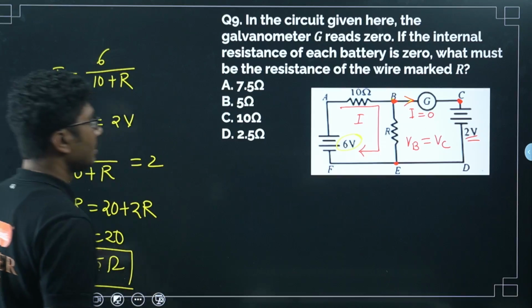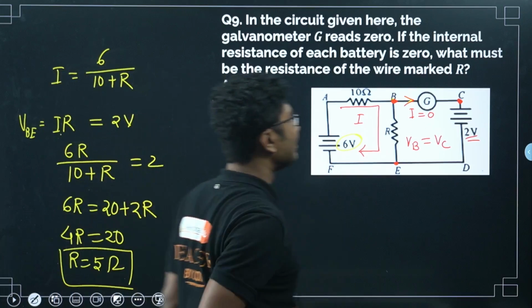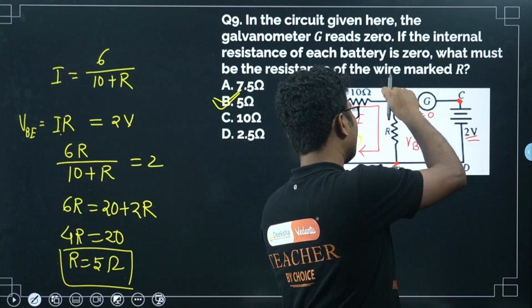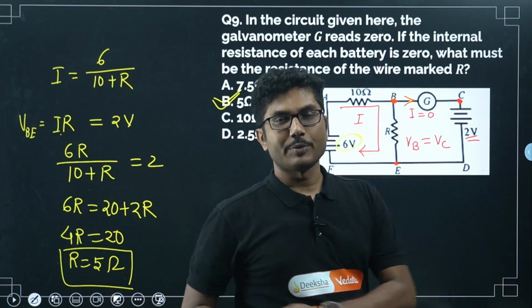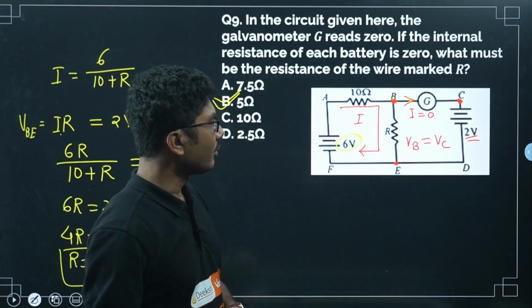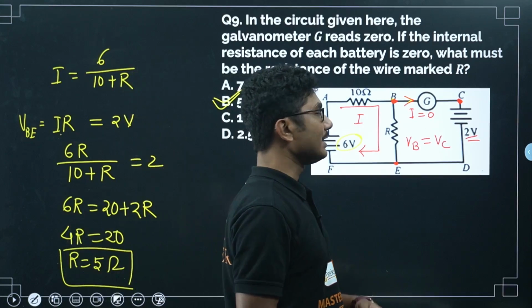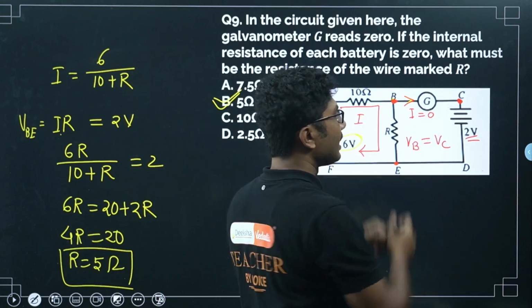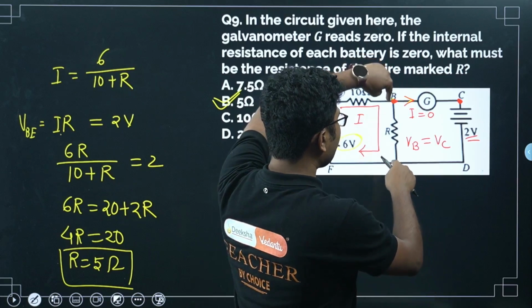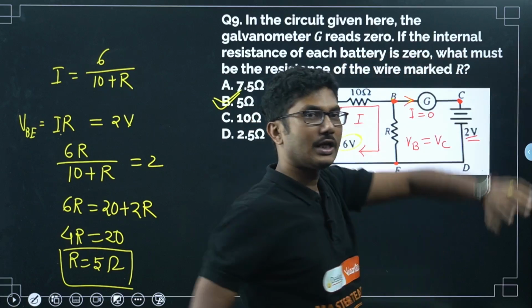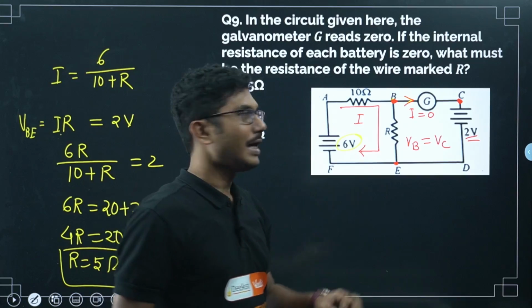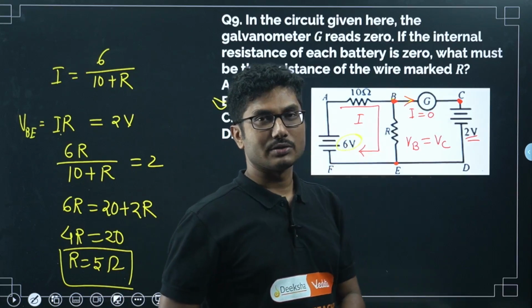Simple as that. The only important thing in this case is you need to understand that when the galvanometer shows no deflection, that means zero current is flowing. Zero current is only possible when the potential difference is 0. That means the potential across this should be equal to the potential across this. That is the only way no current can pass through G.